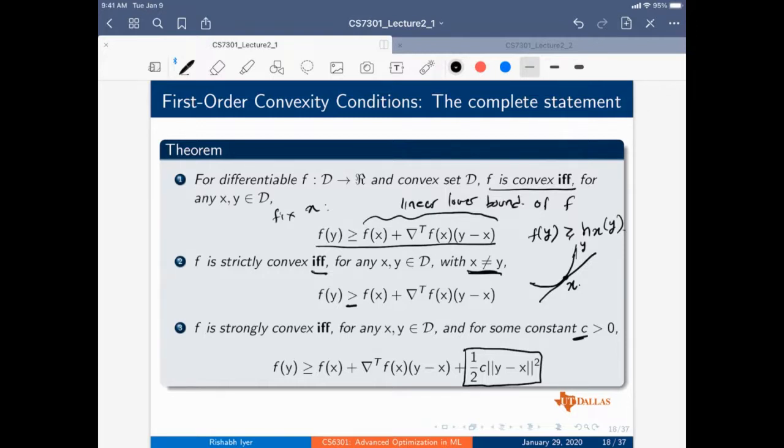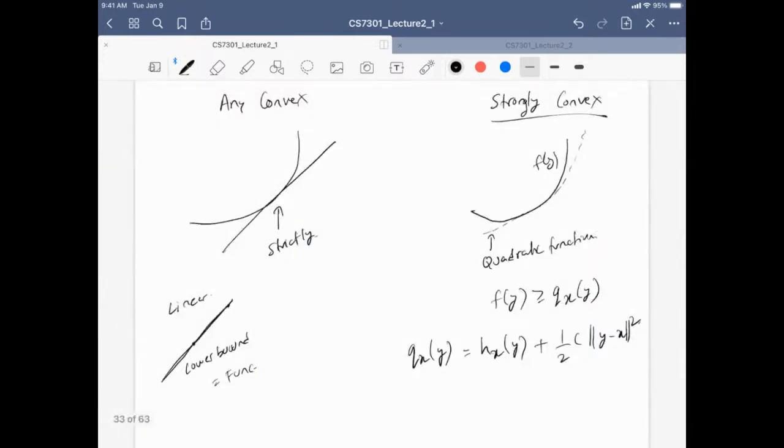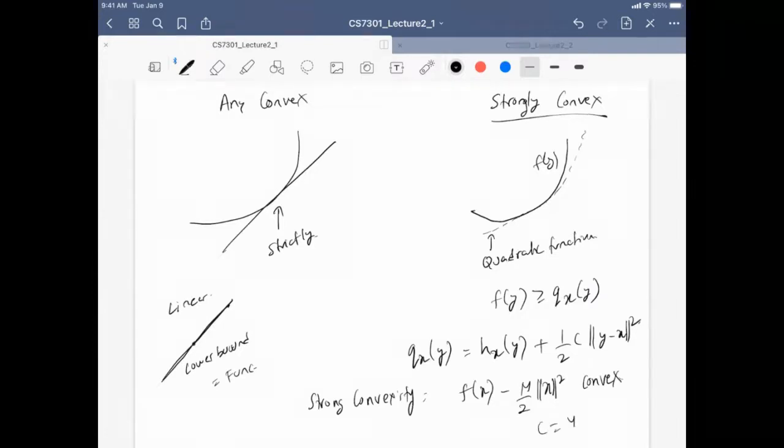And to answer your question, why is there this half? If you recall the definition of strong convexity, it was nothing but the fact that we require f of x minus mu by 2 of x square to be convex. So this mu is nothing but the same as c. So c is the strong convexity parameter, which is mu. And this is basically the reason why you have this half over here.